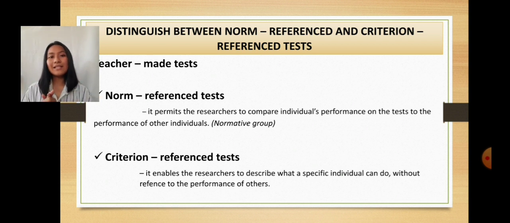Sa madaling salita, yung norm reference test nangangailangan ng i-compare sa performance ng iba. Well, sa criterion, parang may rubric na siyang sinusunod or standard na sinusunod at hindi na kailangan i-compare yung performance ng individual na yon.